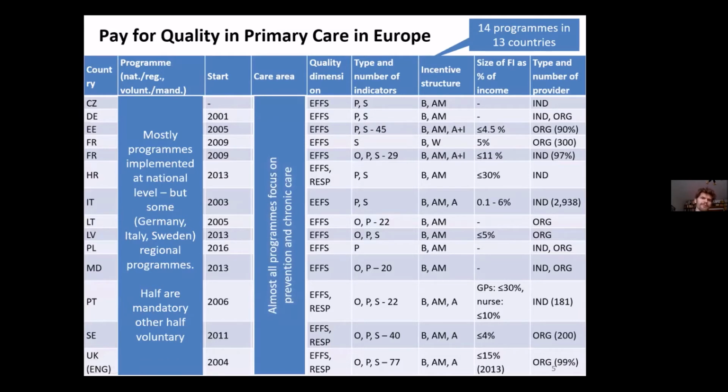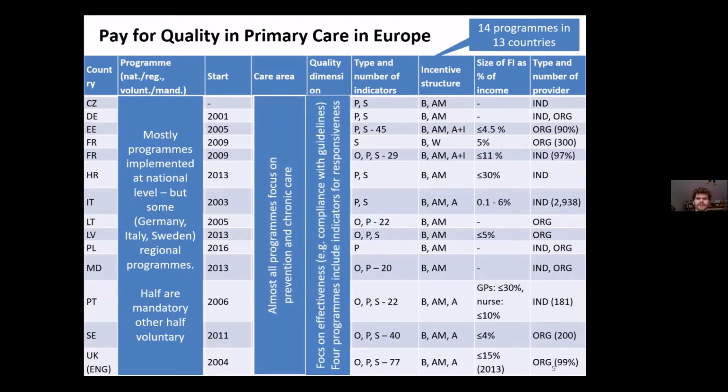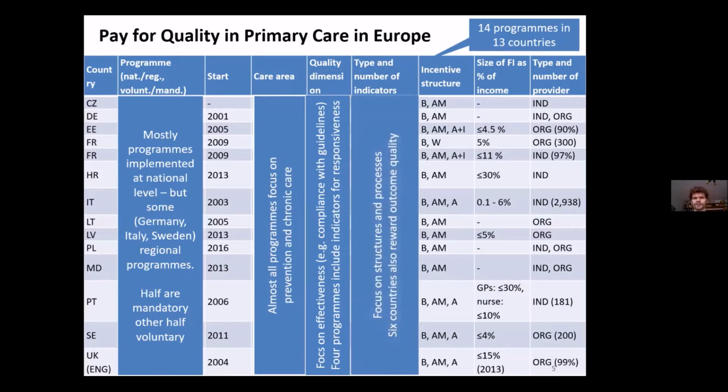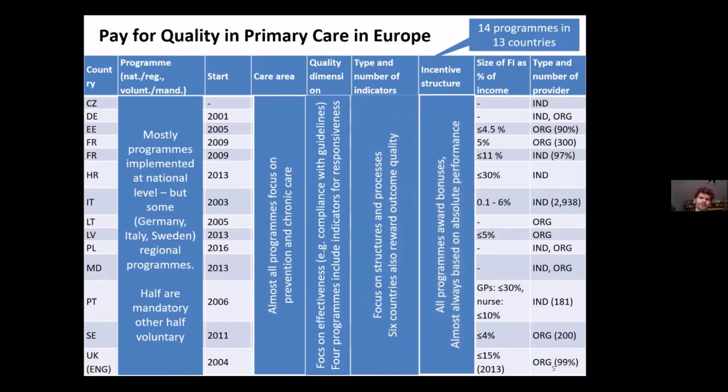And almost all programs focus on prevention and chronic care, and they focus less on acute care and palliative care. And most programs focus on the effectiveness, for example, the compliance with guidelines, and only 4 programs include indicators for responsiveness. Concerning the types and numbers of indicators, most programs focus on structures and processes, but there are also 6 countries that reward outcome quality. And most programs award bonuses to providers and these are almost always based on absolute performance and not on relative performance.